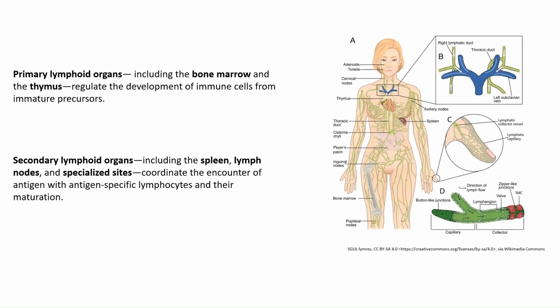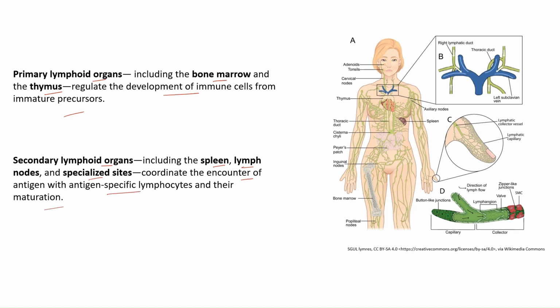Before we understand about stem cell and the process of hematopoiesis, let's first see the types of lymphoid organs present in our body. We have two types of lymphoid organs: primary lymphoid organs and secondary lymphoid organs. The primary lymphoid organs include bone marrow and the thymus that regulate the development of immune cells from immature precursors, whereas the secondary lymphoid organs, which include spleen, lymph nodes and specialized sites, coordinate the encounter of the antigen with antigen-specific lymphocytes and their maturation.